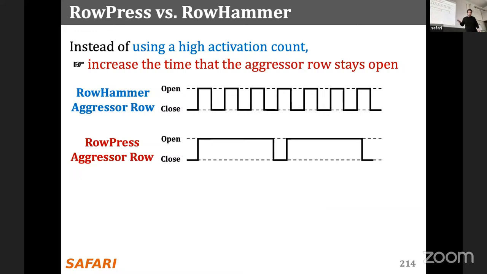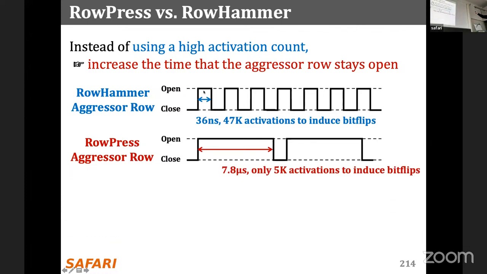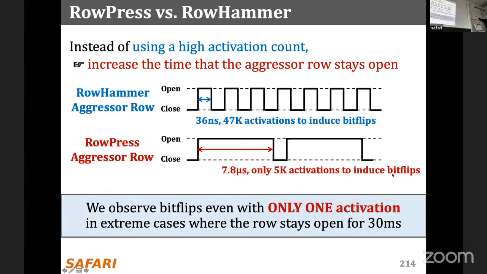And this is a pictorial comparison between a RowHammer access pattern and a RowPress access pattern. You can see that we increase the time that the aggressor row stays open, and we open it only twice in the below diagram. In the RowHammer diagram, we open it multiple times, but the aggressor row on time is smaller. So experimentally, on average, if you keep a row open for 36 nanoseconds, you need 47,000 activations to induce bit flips. Whereas if you keep it open for 7.8 microseconds, this is a refresh interval, the interval at which you send periodic refresh commands to the DRAM chip, only 5,000 activations is enough to induce bit flips. And in an extreme case, only one activation is enough if you can keep it open for 30 milliseconds. That will induce bit flips. You can think of open and close as a high and low voltage.